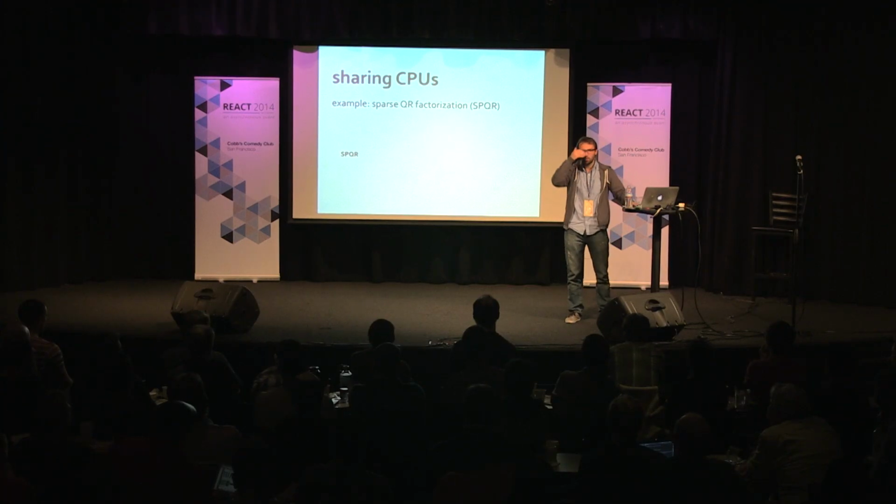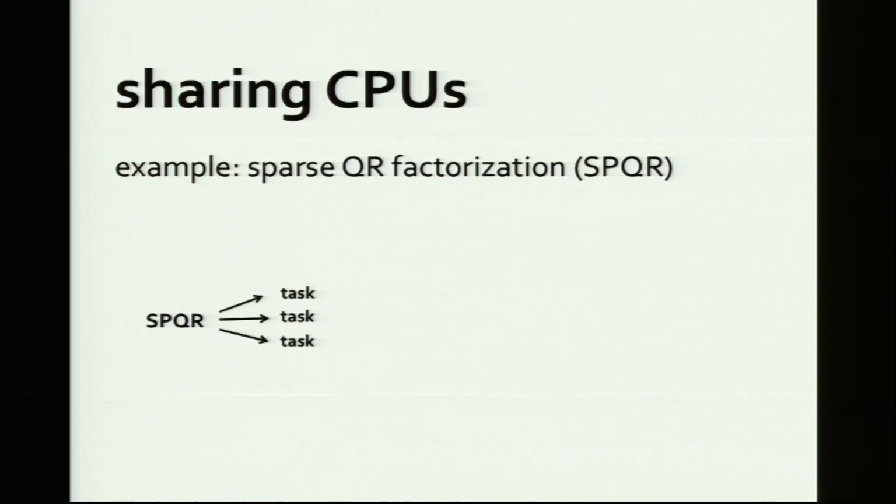So what is sparse QR factorization? Well, it's some software that's doing a bunch of math, so we won't even talk about that. What we will talk about is what sparse QR factorization looks like in a programming sense. So we've got this program, SPQR, and the first thing it does is create a bunch of tasks. It's trying to do a bunch of math on matrices, and at first, it breaks those matrices into a whole bunch of different tasks that it can run in parallel. Okay, so that's the first step.